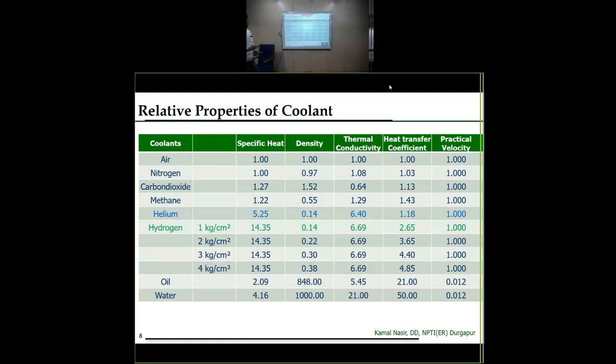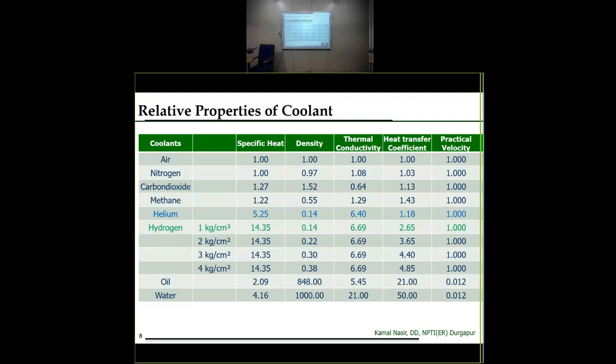Velocity, why we have seen? We are taking velocity so that the speed of the air, hydrogen or helium, whichever coolant we are using, should be constant so that the other four properties can be compared. If you see, maximum heat carrying capacity and maximum heat conducting capacity comes out to be of hydrogen. Also, helium is close to it. But production of hydrogen at site or storing of hydrogen at site is far easier and cheaper than producing helium. So we are going for hydrogen.